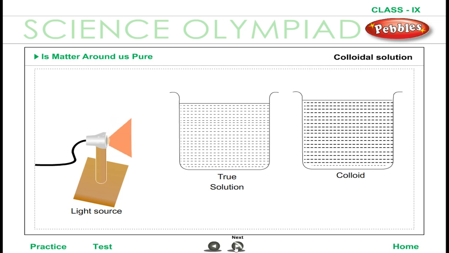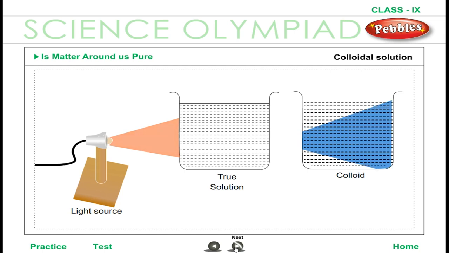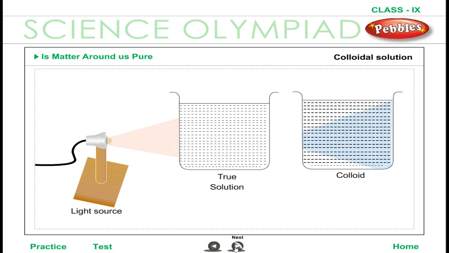Send a beam of light from a torchlight through the solution. The path of the beam is seen in the solution. Ink is an example of a colloidal solution. The size of the solute particles is bigger than that in the true solution, and hence it settles after some time. The solute, however, cannot be filtered by ordinary filter paper.